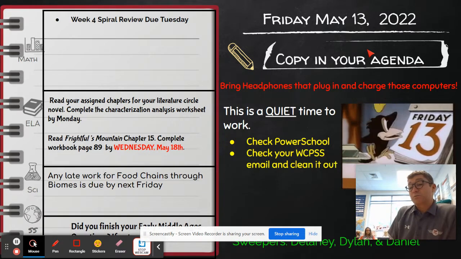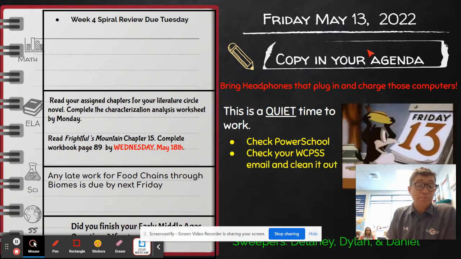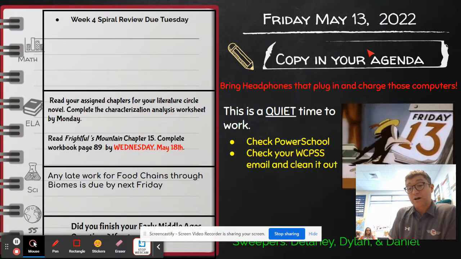So pay attention to PowerSchool, see if they're missing anything. Most of our students in social studies are pretty caught up, but if you see a 0, get it turned in and we'll get that updated.